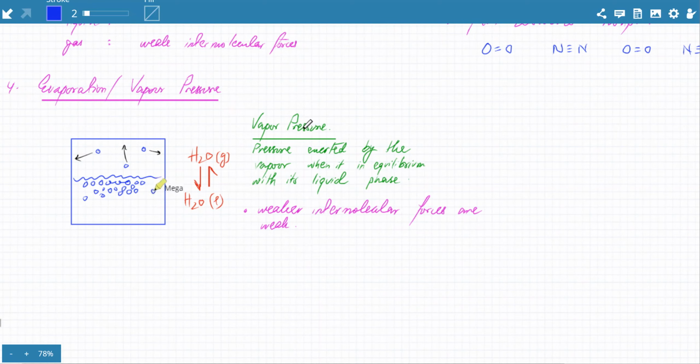It'll be easy to evaporate. Okay, so it's going to be easy to evaporate. So more particles are going to evaporate, right? Because they can easily overcome the attractive forces because they're weak. So at equilibrium, you're going to have more vapors, right? So if there's more vapor, would that create a greater amount of pressure or not?